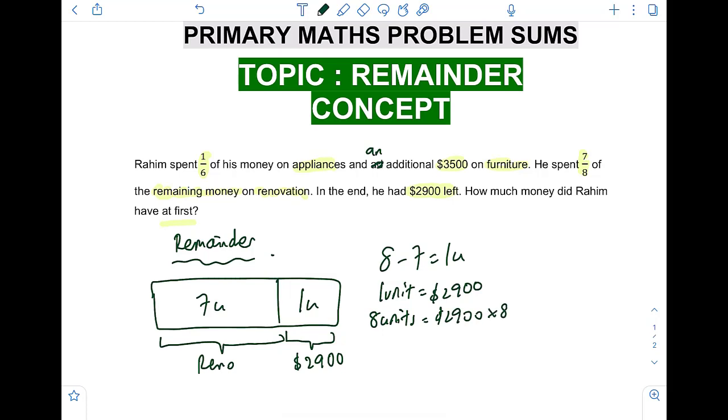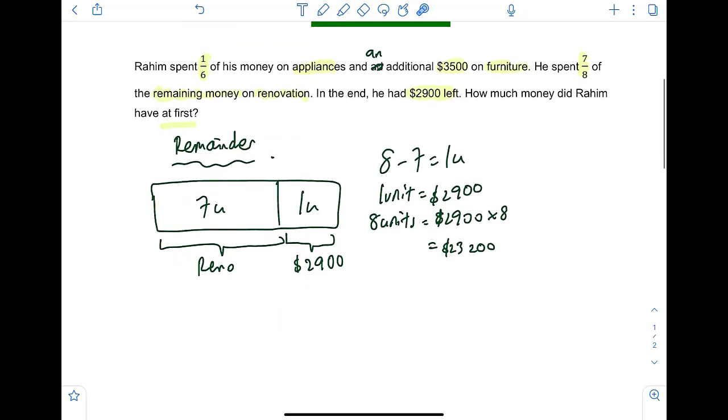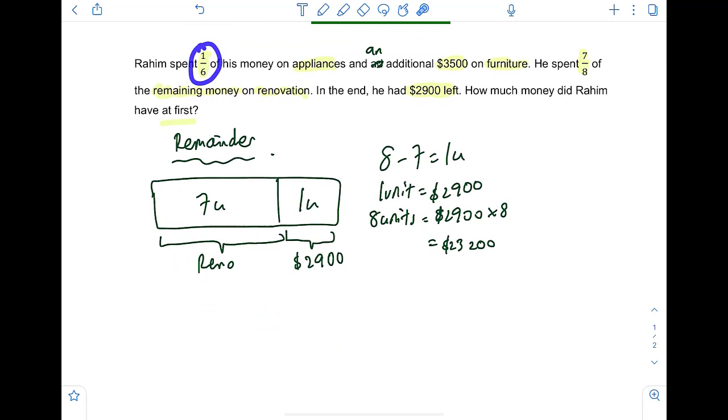2900 times 8, 23200. That is actually the amount for the remaining amount of money. Okay, so we track back. He spent 1/6 of his money on appliances, and an additional 3500 on furniture. Thereafter, he has the remaining money.